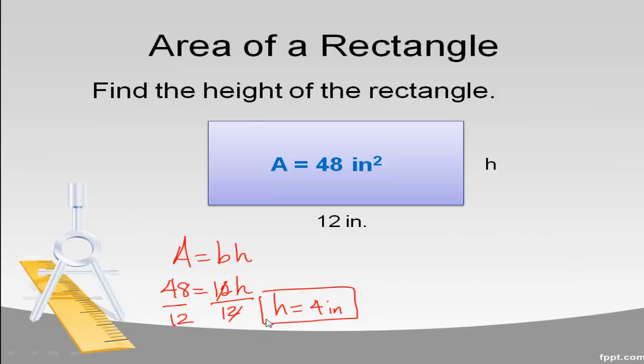You found your height. Now that you found your height, I'm going to ask you, what is the perimeter? Well, if this side measures 12, this one also measures 12. And the height we just found to be 4 inches, so this is also 4 inches. The perimeter is 24 plus 8, which is 32 inches. Okay, we added all the sides.